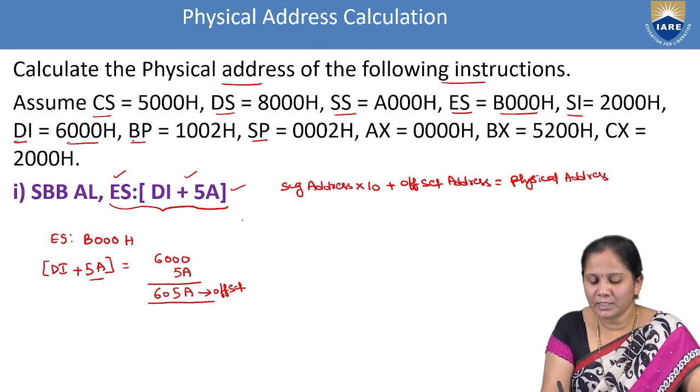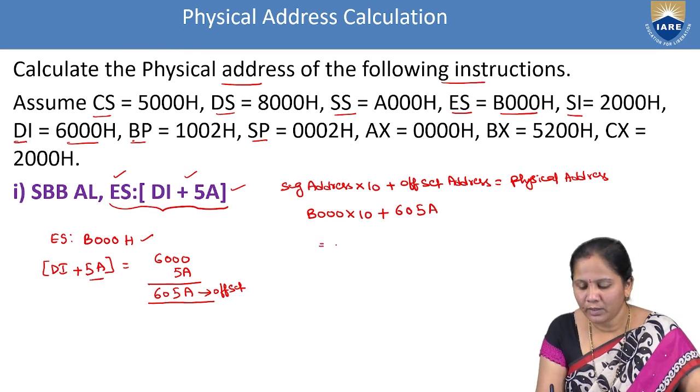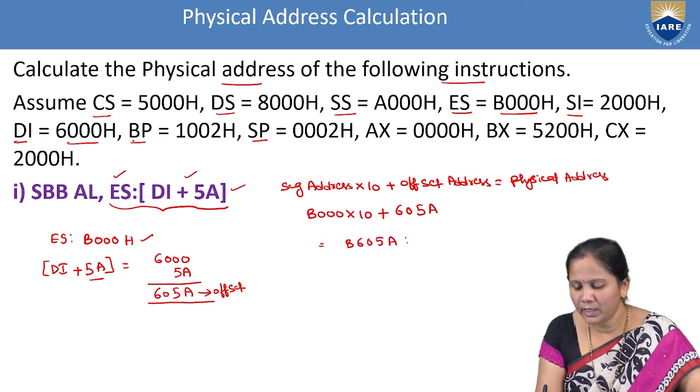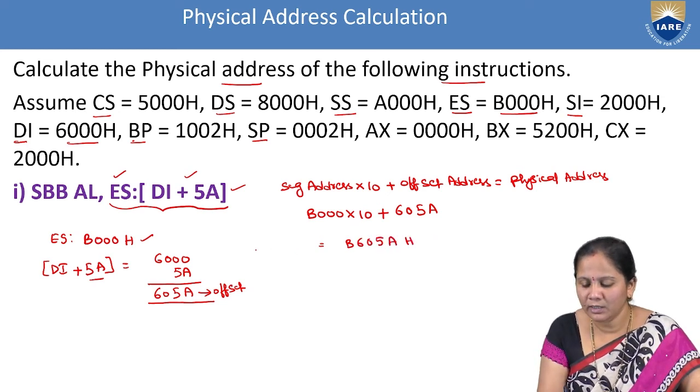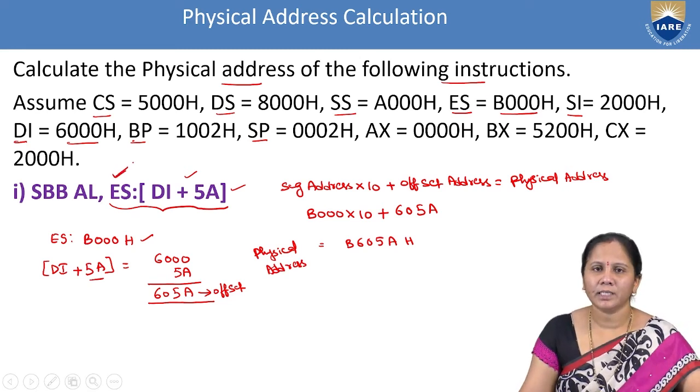And so from this, the segment address into 10: B000 into 10, plus the offset address value, which is 605A. If we add these two, we will get the value B605AH. So this is the physical address for this instruction, because here they have specified clearly that the extra segment is the segment value address.